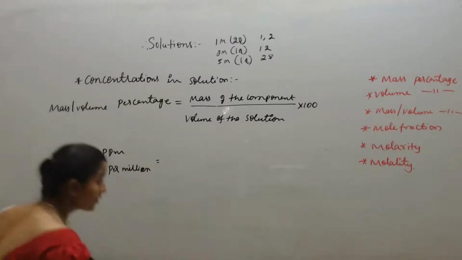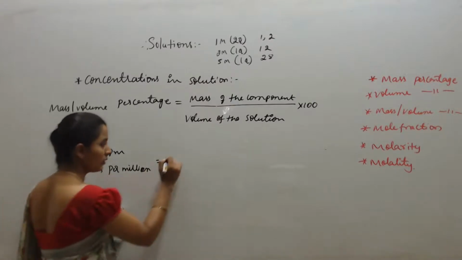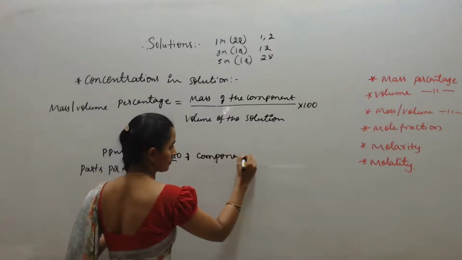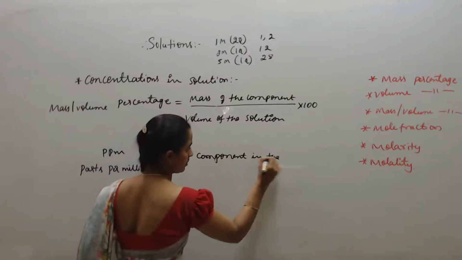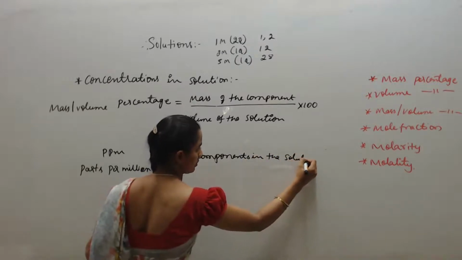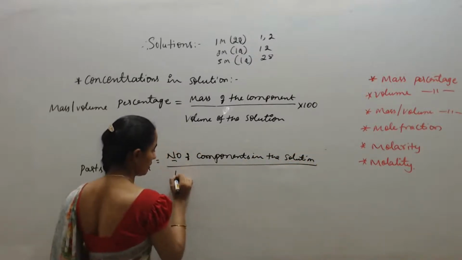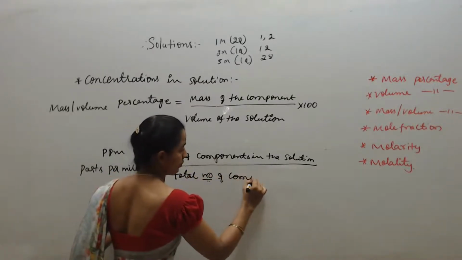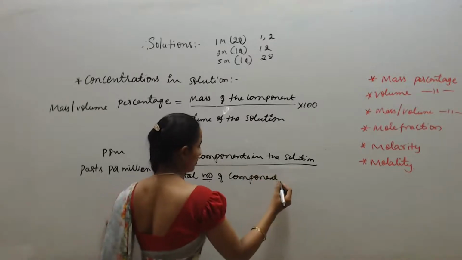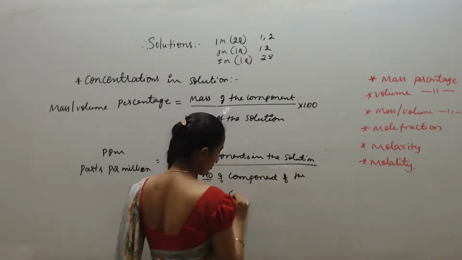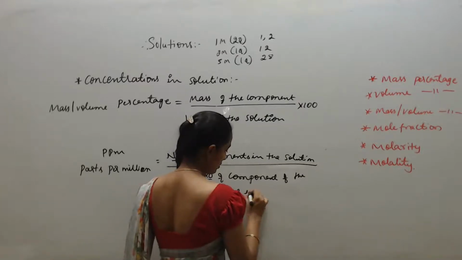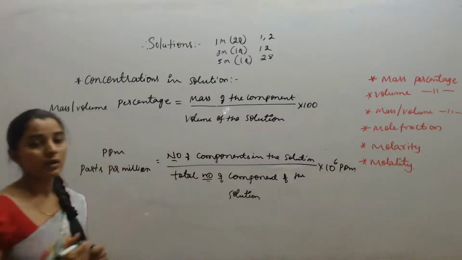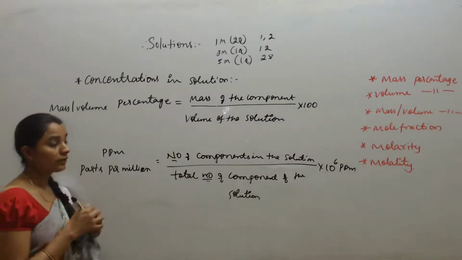What is it? If the solute is very minute, then the number of components in the solution divided by the total number of components of the solution, multiplied by 10 to the power 6, is ppm. So this is parts per million. So why will we use this?